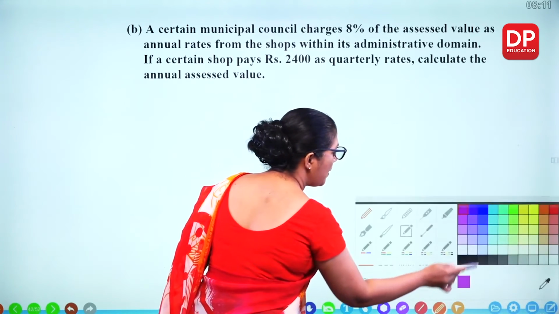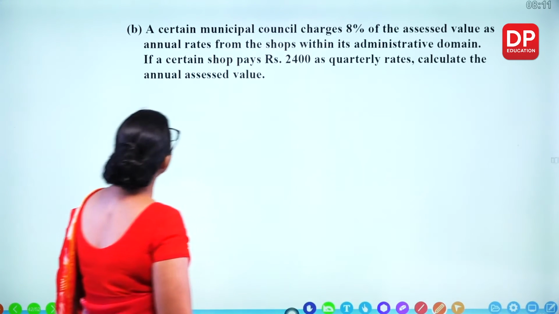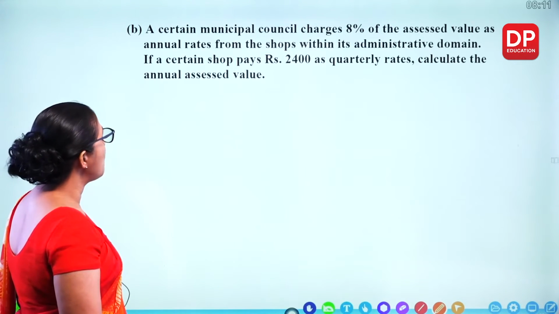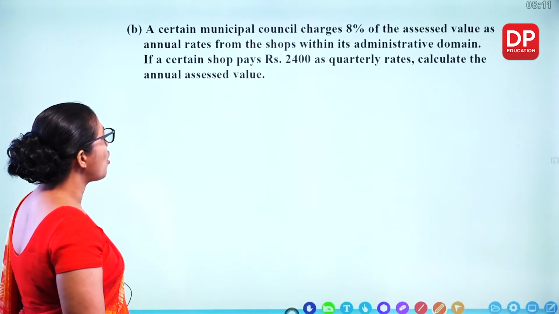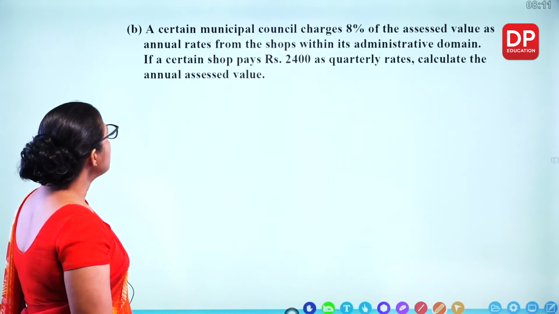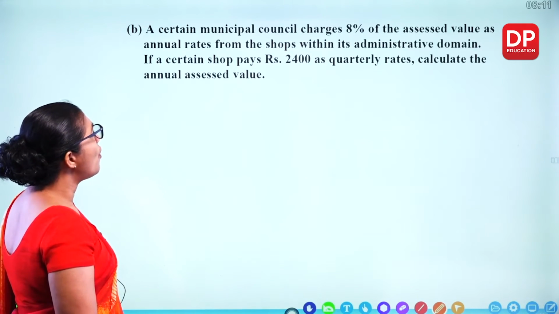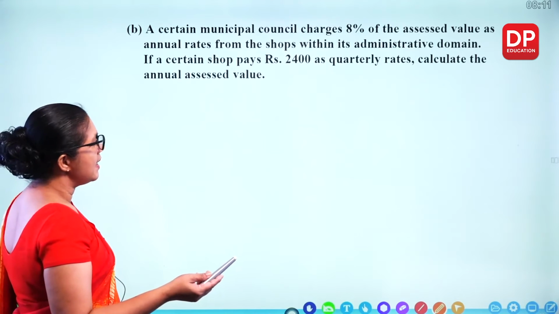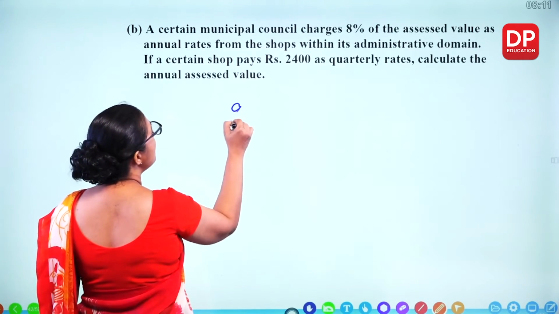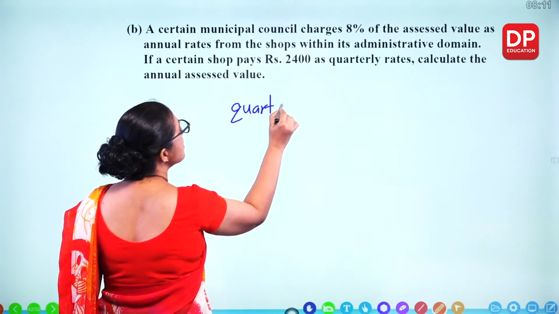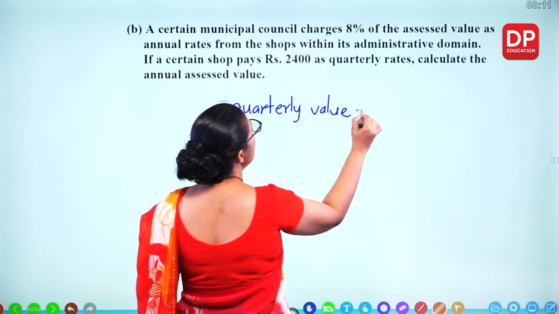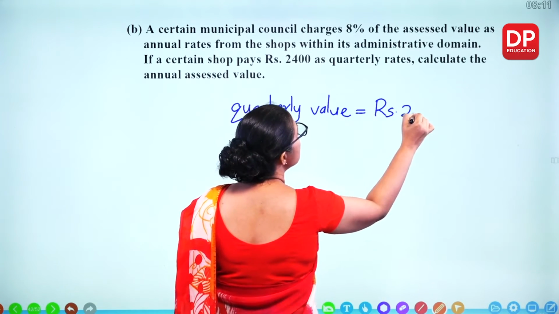So let's do part B. A certain municipal council charges 8% of the assessed value as annual rates from the shops within its administrative domain. If a certain shop pays 2,400 as a quarterly rate, calculate the annual assessed value. So quarterly value is 2,400. So what's the annual value?